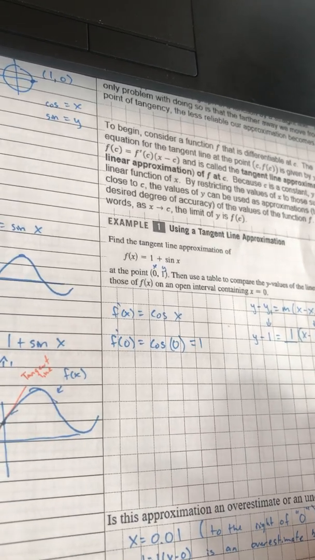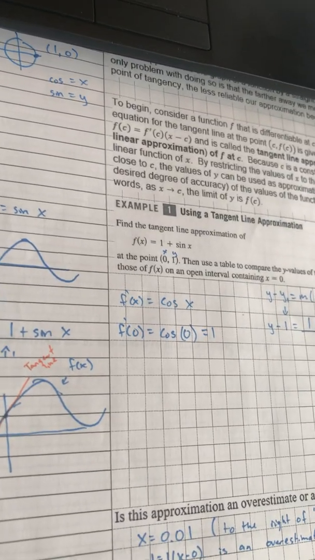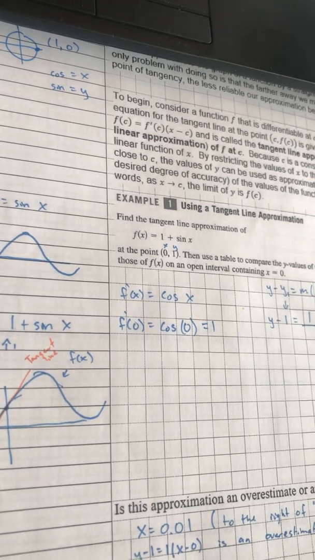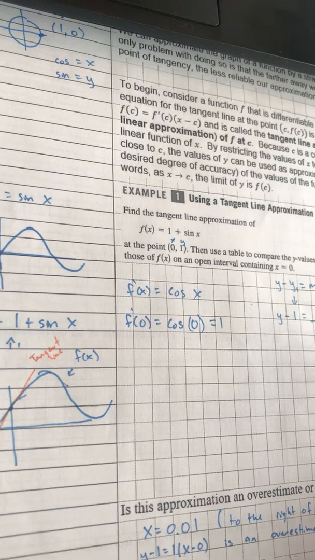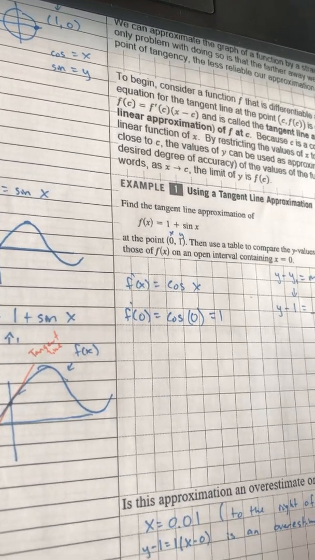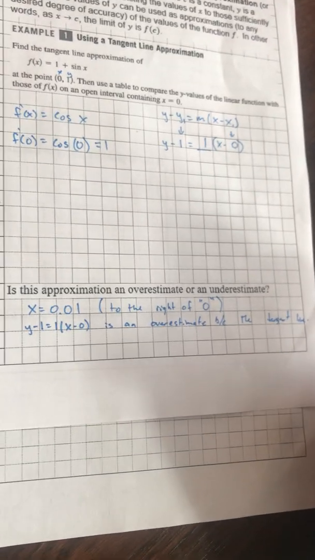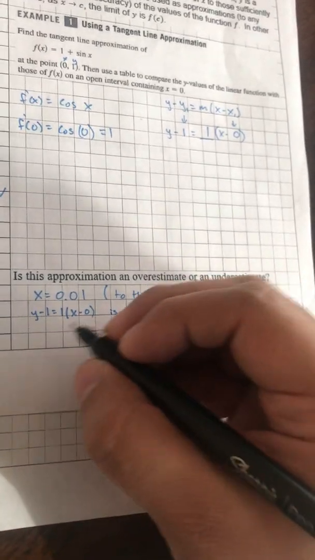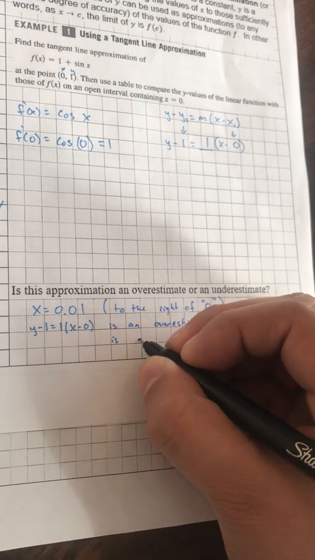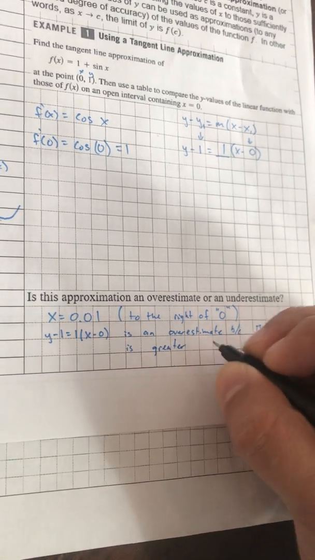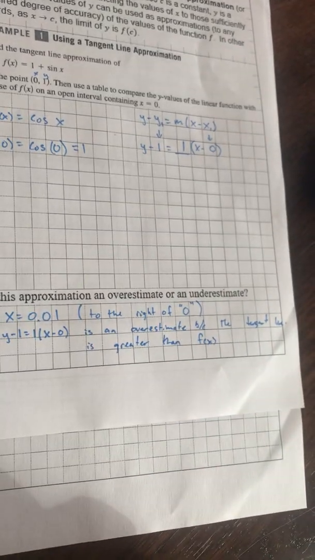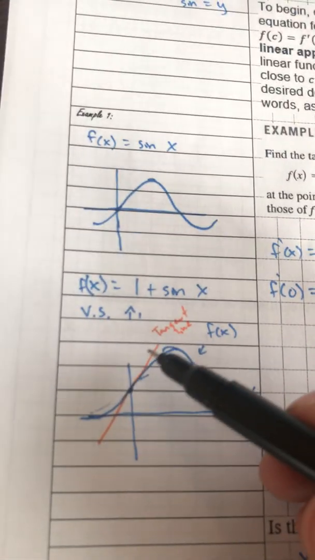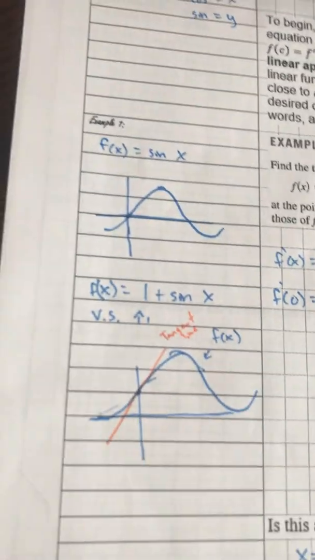But why? You want to put a reason to it. Why is it considered an overestimate? Because the tangent line is greater than the original function, than f of x. The tangent line is greater than the original f of x.